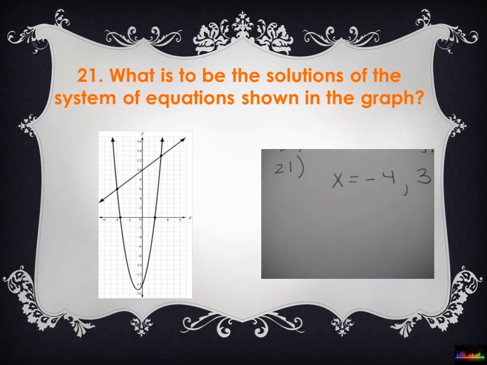This problem asks us to find the solutions to the systems of equations using the graph shown. We have two different graphs for two different functions. The solutions will be their points of intersection. Remember, solutions also use the x values. So the solutions are negative 4 and 3 because our 2 points of intersection are at x equals negative 4 and x equals 3.